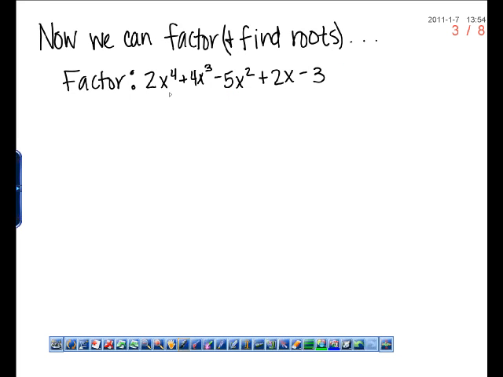Okay? So, now we can factor and find roots of this polynomial. So, this is what we started out with. That was what we just did our division on. And what was the answer that we got? 2x squared plus 1. So that's one of my factors. And what was my other answer? X squared plus 2x minus 3. Is this factored completely now? Why not?